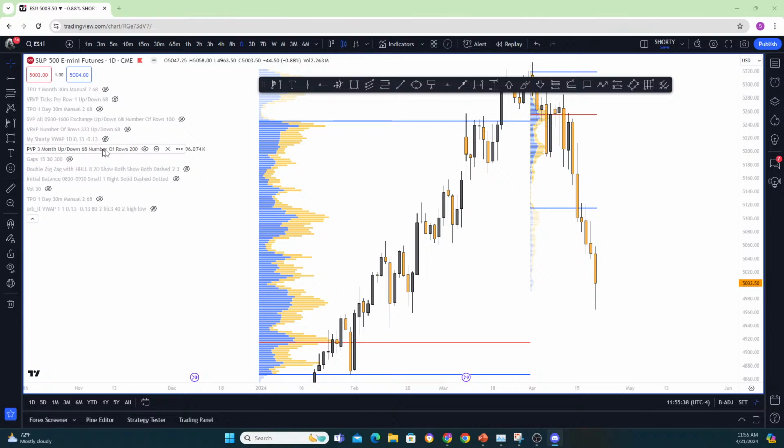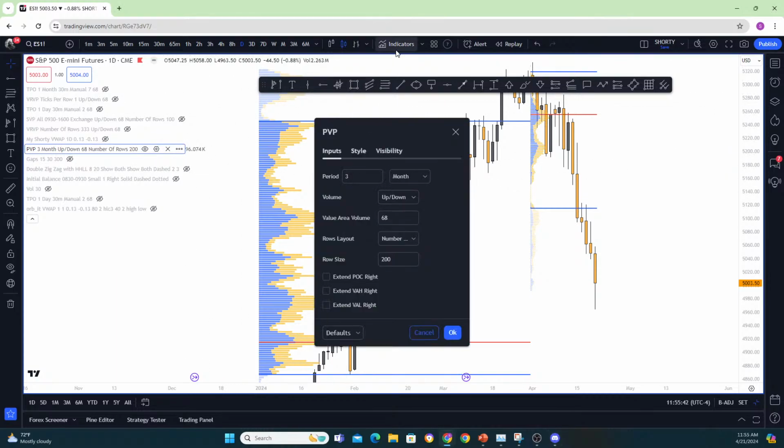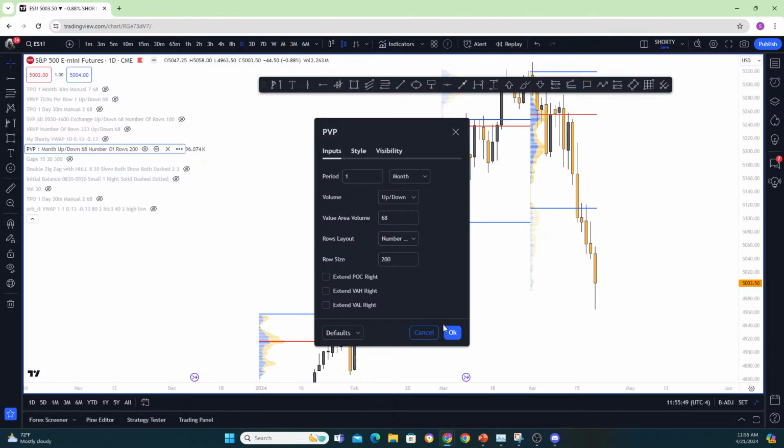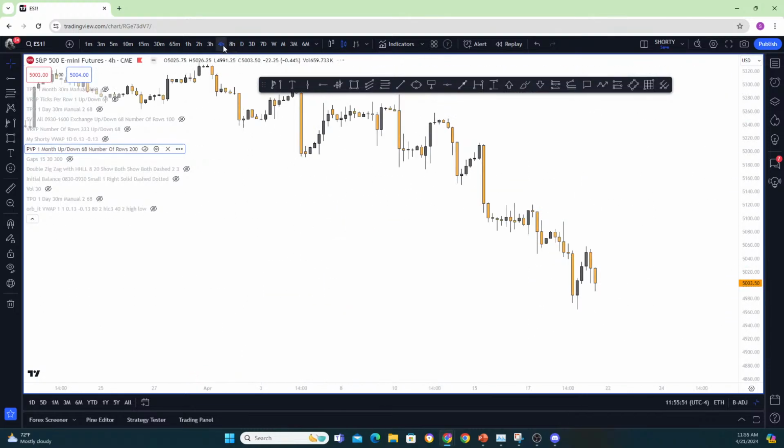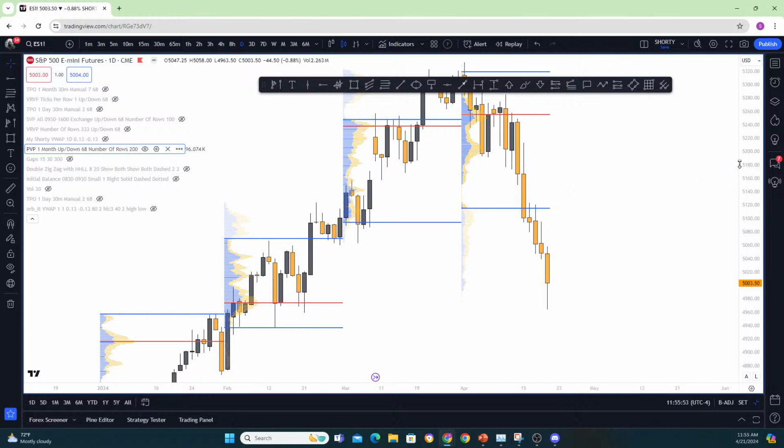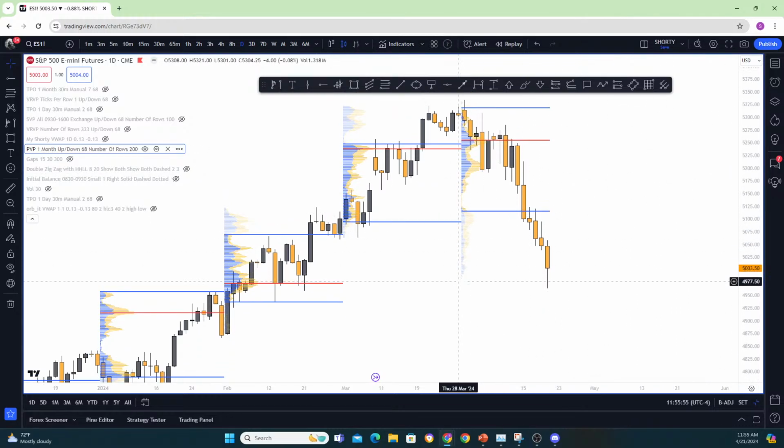So now what I did, I already have some of these preloaded. When you go on a PVP, that's one of the indicators I clicked. You have the period that you can change here. I can change it to 1 month. Now you're going to see 1 month profiles, right? And I typically use daily or 4 hour on the profiles, and the volume I use is ETH, right?